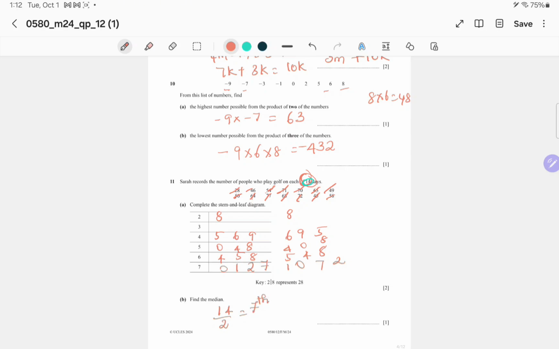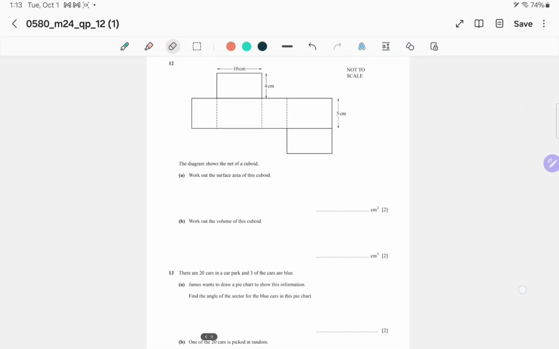It is an even count, so we have to take two numbers into account: the 7th one and the 8th one. So 1, 2, 3, 4, 5, 6 and 7th. This is our 7th one. The 7th one is here and the 8th one is here, which are 58 and 64. Okay, this is the answer for this question. Now we calculate the median by dividing by 2, which is equal to 61. Okay, now we will go to the next part.